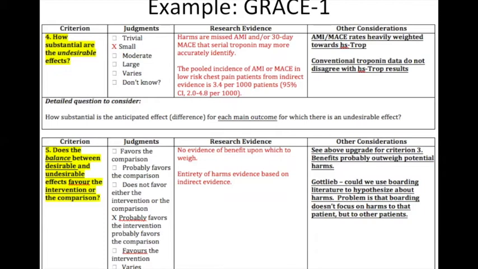And finally, the balance between them all. The determination was that it probably favors the intervention compared to the comparison. Again, no direct evidence on this or indirect evidence on harms or benefits in that regard. Previously discussed about upgrading the criteria. The benefits probably outweigh the potential harms. And there was a comment from Dr. Gottlieb. You could potentially use the boarding literature to hypothesize about harms and see how it applies to this question.